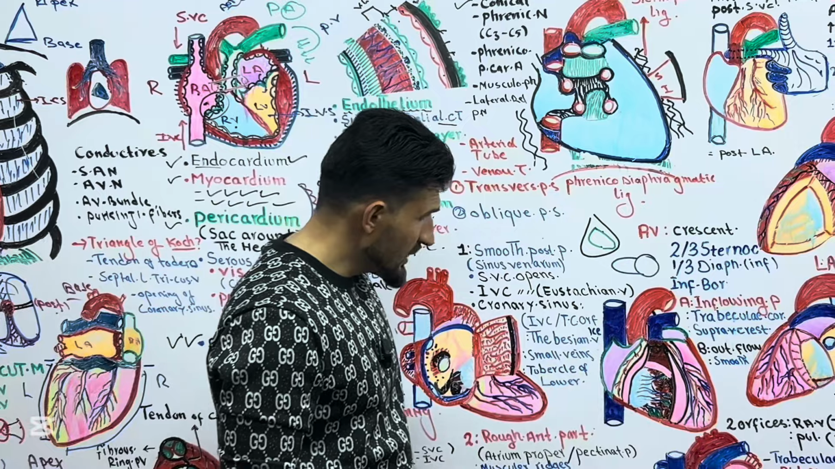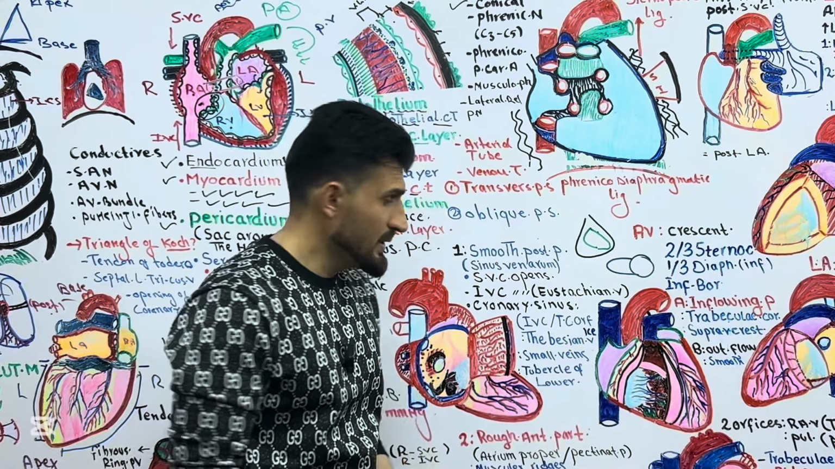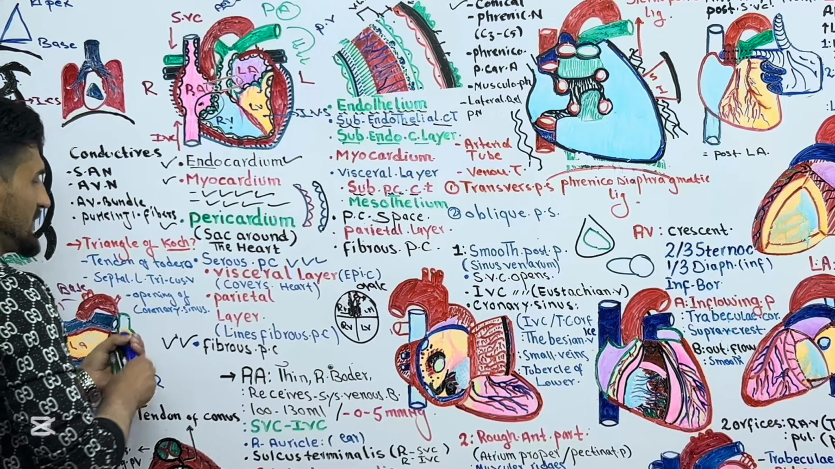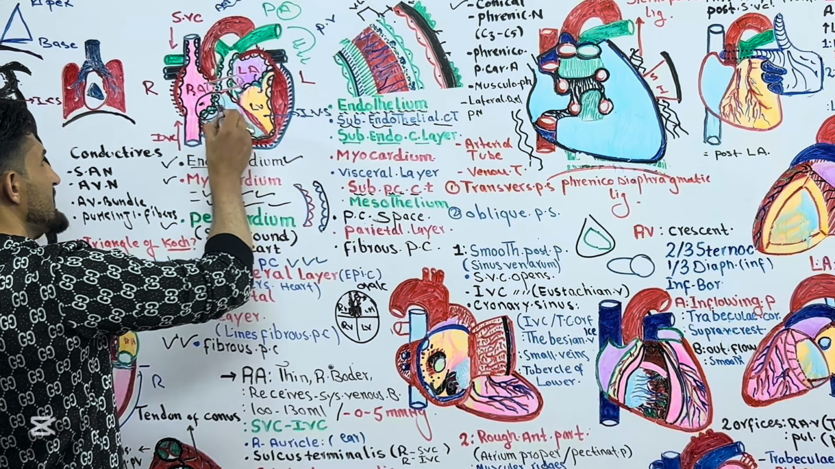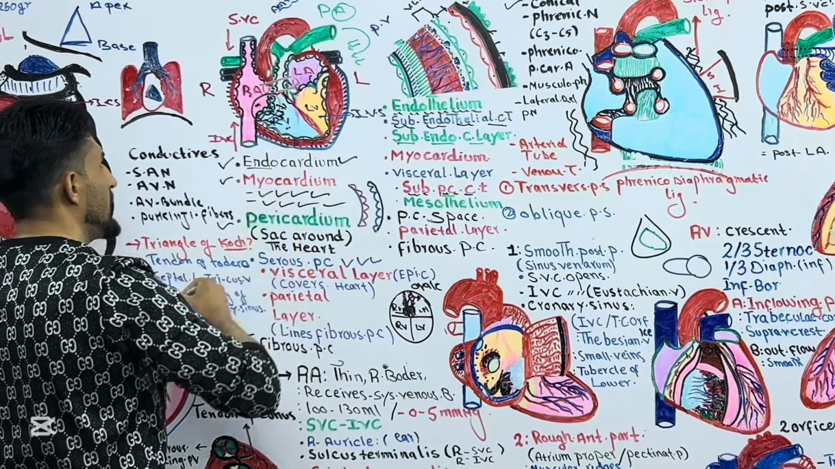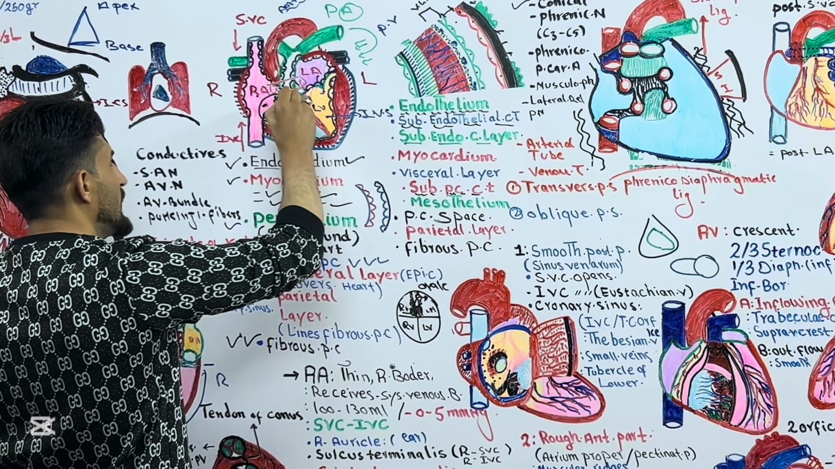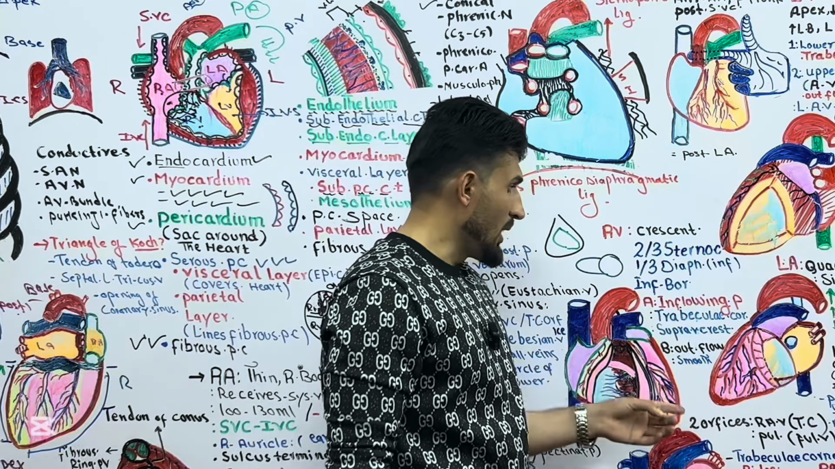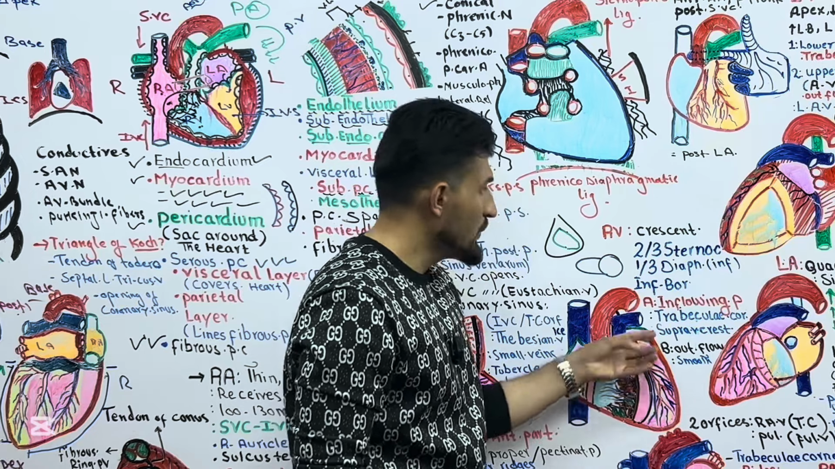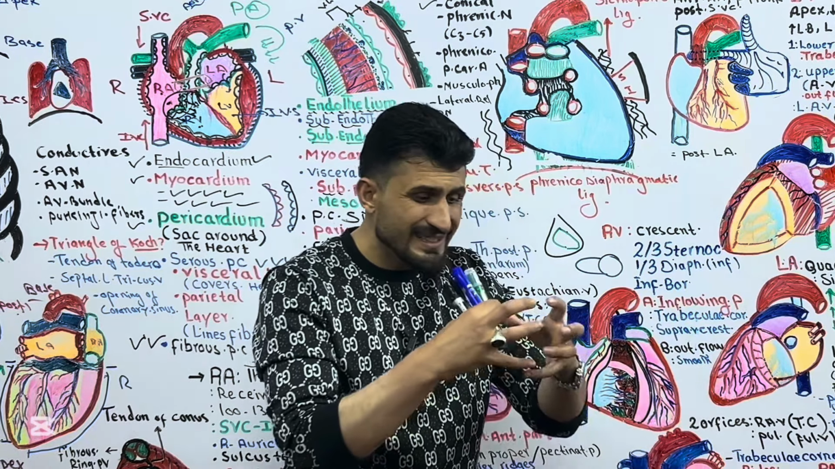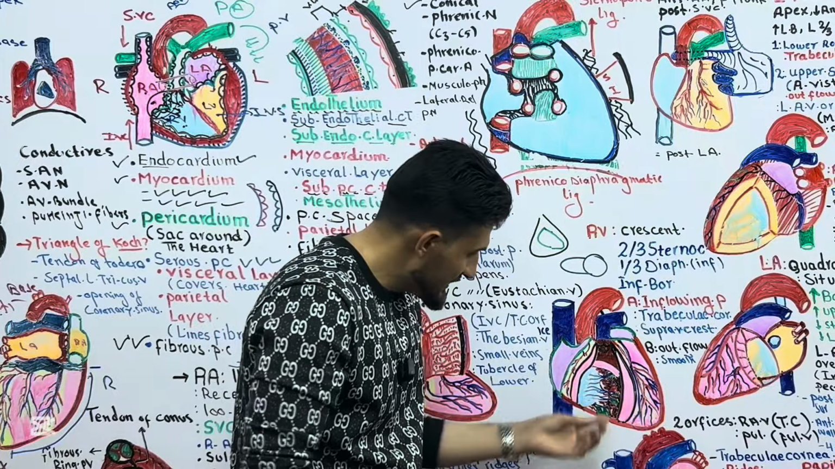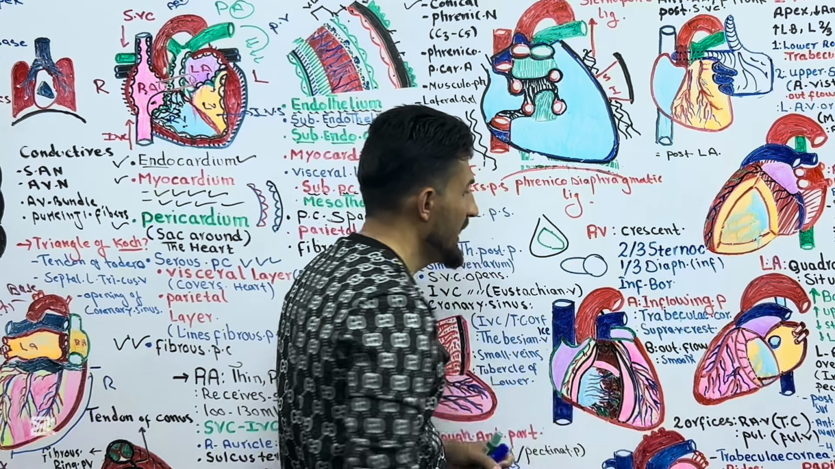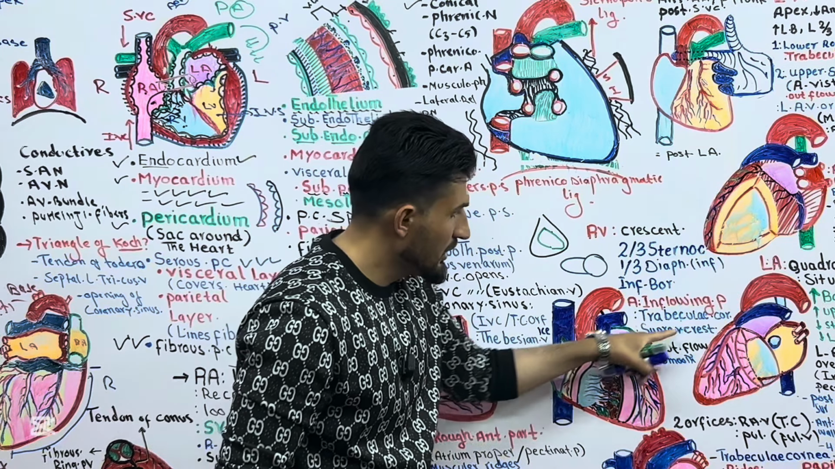Now it is divided into two important parts, its inflowing part and its outflowing part. Watch here. This is the right ventricle, this is the inflowing part, and this one is the outflowing part. In the inflowing part, we have a lot of irregular muscles inside it, and these are called trabeculae carneae.